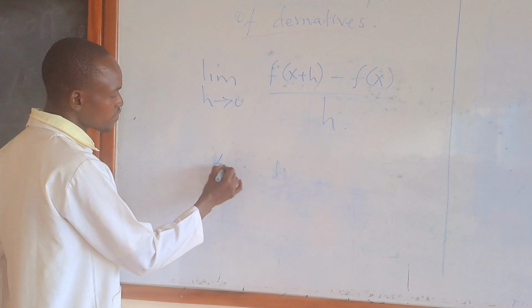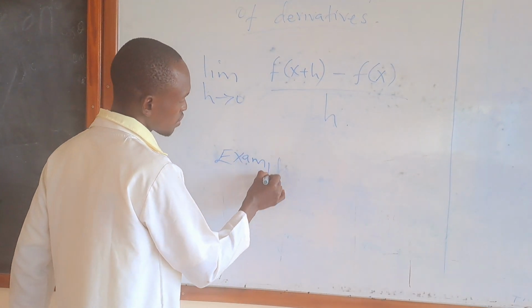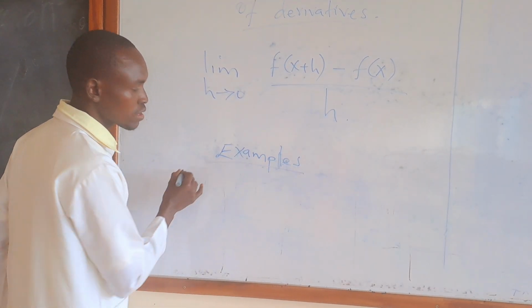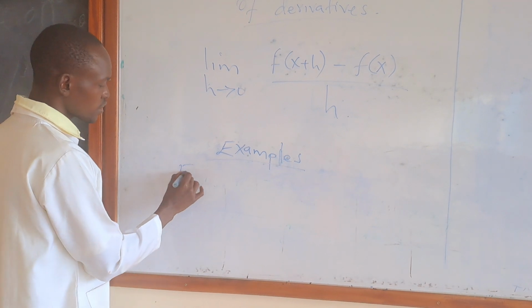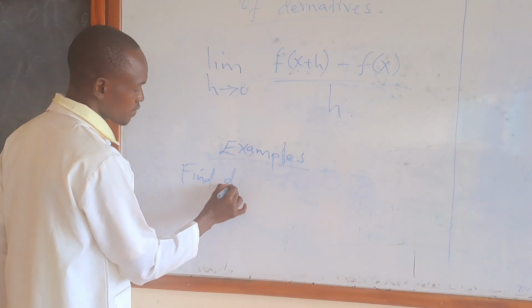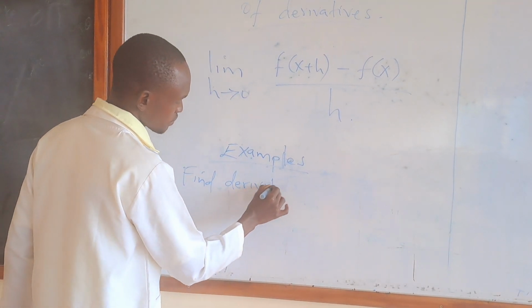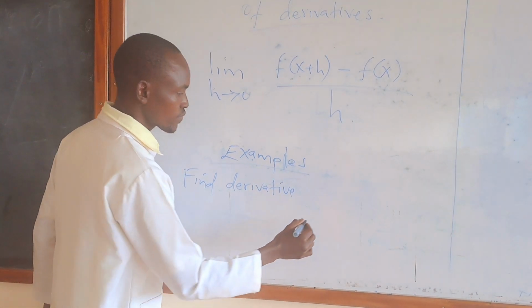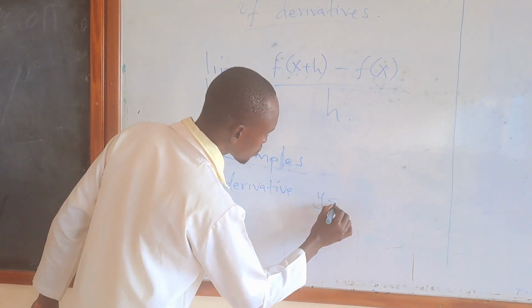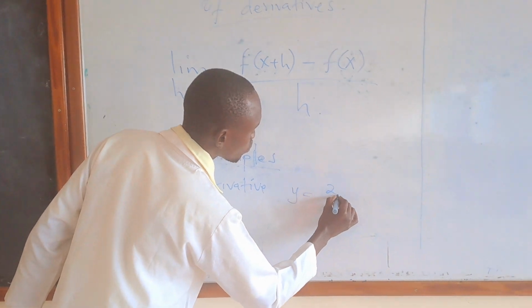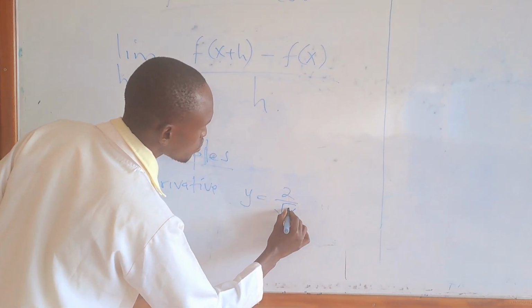Now, suppose you're given an example. We are asked to find the derivative of y equals 2 over root of x.